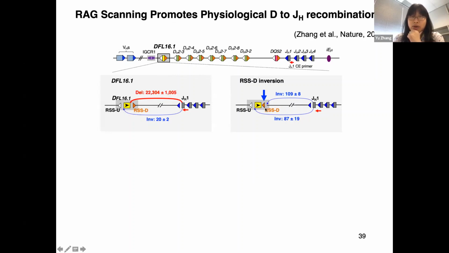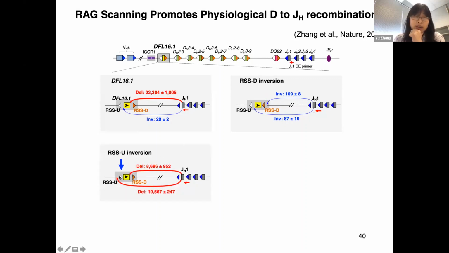So we first inverted the downstream DRSS, and this abolished its convergency with the JRSS. So what you can see here is that it also almost abolished its recombination activity with the JRSS, and renders it as inert as this upstream DRSS. So we next inverted this upstream DRSS, and now both RSSs are convergent with the JRSS.